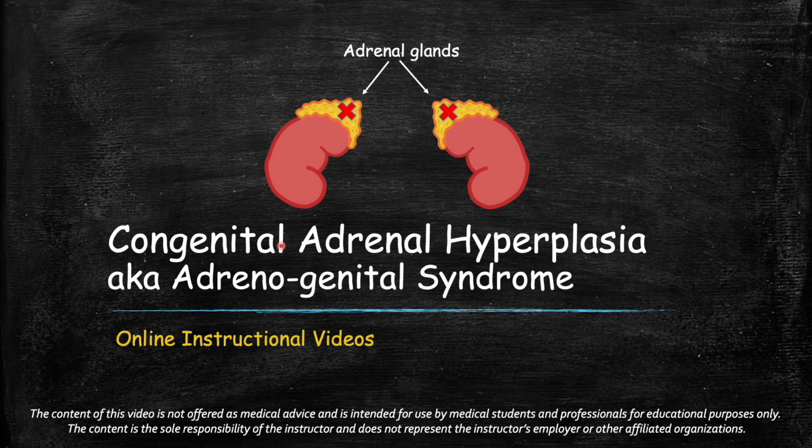Hi everyone, welcome back. In this video, I'm going to talk about the congenital adrenal hyperplasias. This is also known as adrenogenital syndrome because the symptoms affect the adrenal gland as well as the genitalia. And I'm going to help you distinguish the three main types from each other by the end of this video.